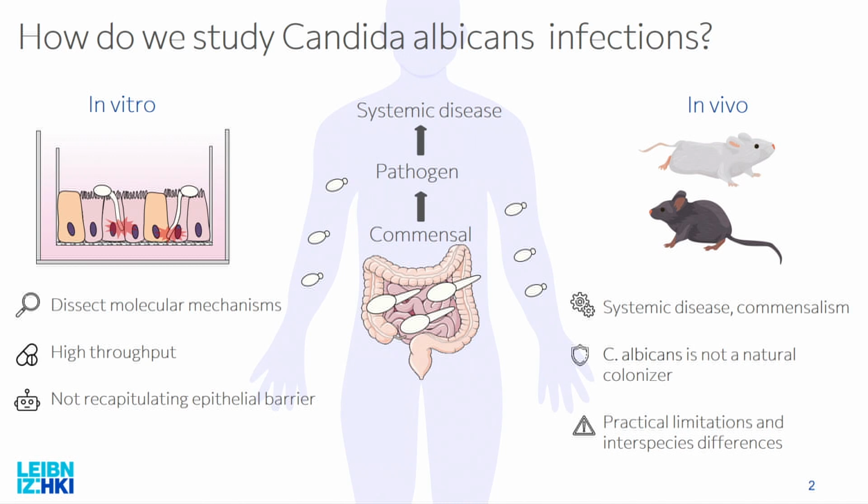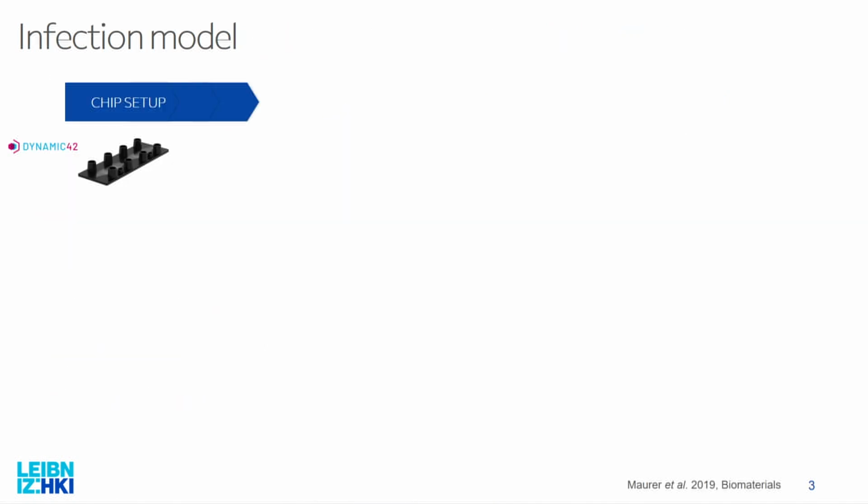And then, of course, we have the practical limitations, especially when it comes to dissecting the molecular mechanisms. This is why in our lab, in the Department of Microbial Pathogenicity Mechanisms, we decided to go for the intestine-on-chip to study the basic science on this. And I will not go into the infection model because Professor Mosik already gave a great overview. We are also using the biochips from Dynamic 42, it's the same model, but I still want to explain a little bit how we are using it specifically for the infection.